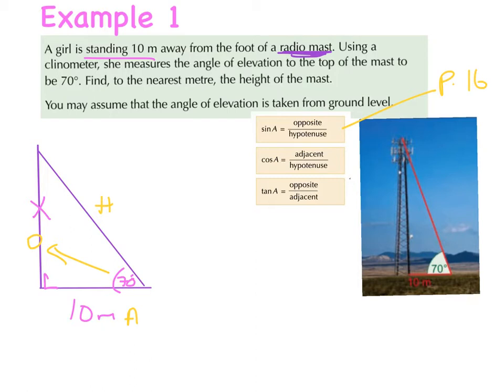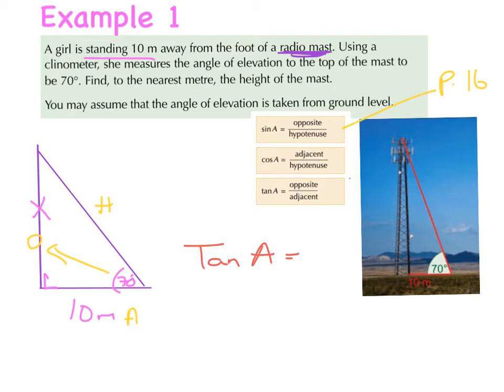Once I've done step one, label, and step two, write down my ratios, step three is I'm going to choose which ratio I want. I'm given the adjacent and I want the opposite. So adjacent and opposite, it's going to be tan. Generally, whenever you're dealing with angles of elevation, it is always tan. But anyway, we will just come to that conclusion by using our knowledge.